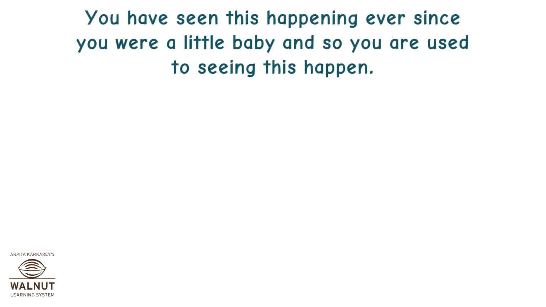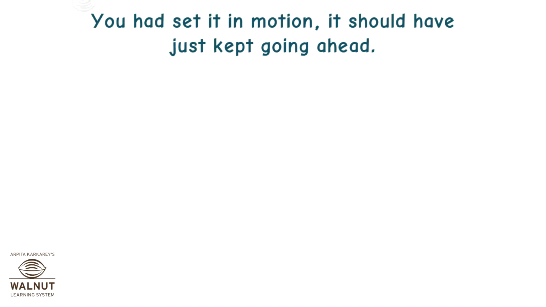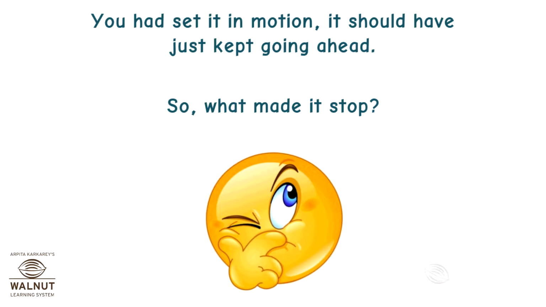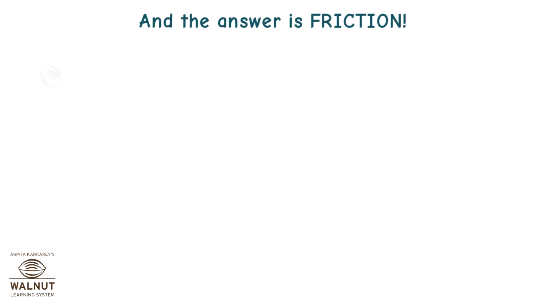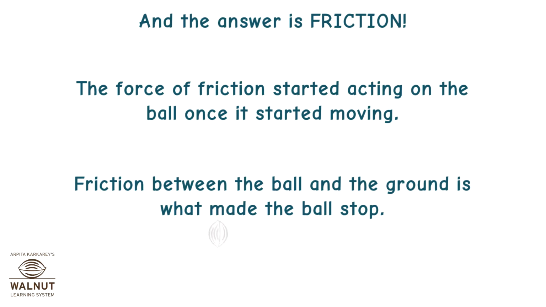You have seen this happening ever since you were a little baby, and so you are used to seeing this happen. But now, as a science student, you can wonder why. Why did the ball stop? You had set it in motion, it should have just kept going ahead. So, what made it stop? And the answer is friction. The force of friction started acting on the ball once it started moving. Friction between the ball and the ground is what made the ball stop.